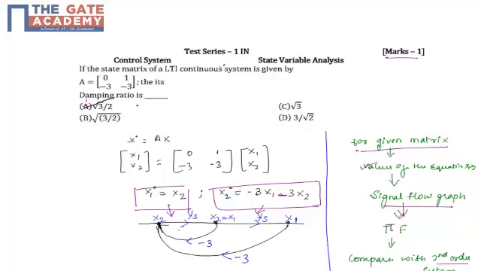So from this question we have learned how to find the damping ratio from the given matrix, and how to draw the signal flow graph, and how to find out the unknown values such as damping ratio or the value of omega or the value of k.